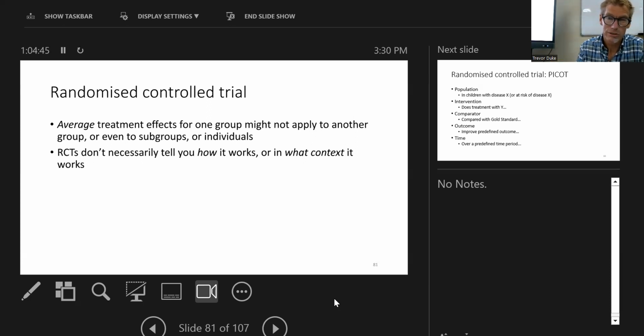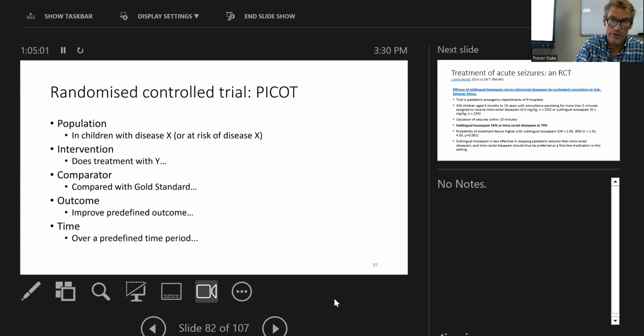The randomized trial doesn't necessarily tell you how an intervention works or even in what context an intervention will work, because you're creating a context by doing the trial, right? They're good studies, but not always easy to do, and they don't tell you everything. So this is, as I said, a good template.